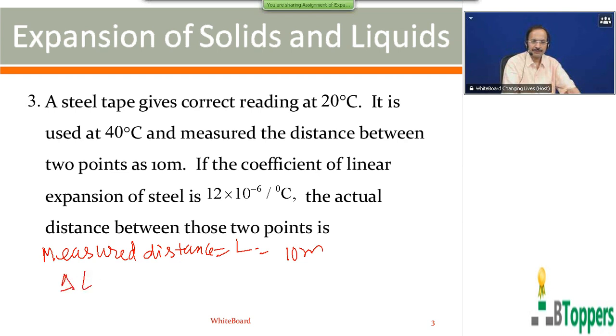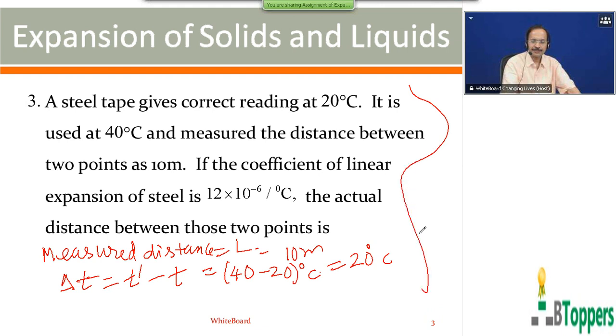So delta T, that is the change in temperature above that particular temperature at which the scale is correct. Scale is correct at temperature T, but the scale is used at temperature T dash. Here T dash is the temperature at which the scale is used, and small t represents the temperature at which the scale is correct. So temperature changes from 20 degrees centigrade to 40 degrees centigrade.